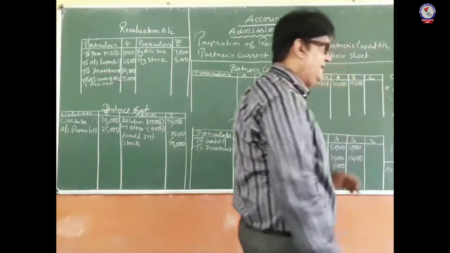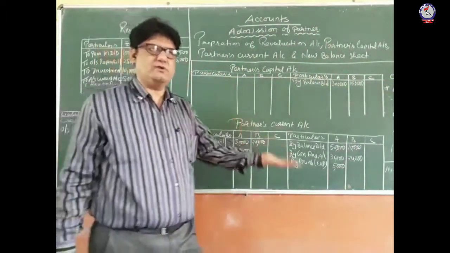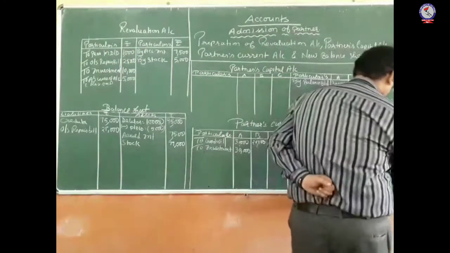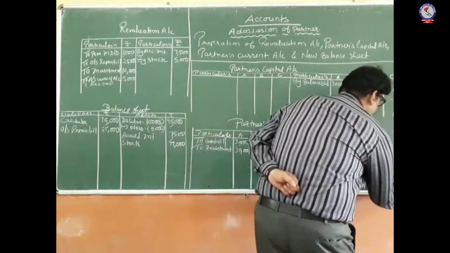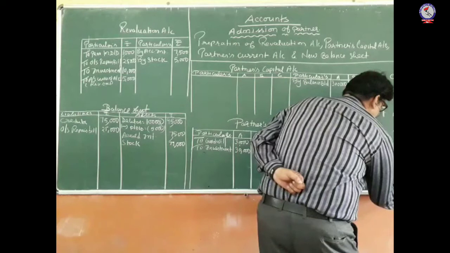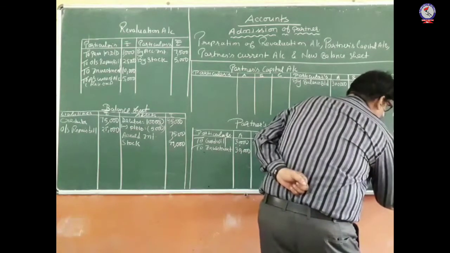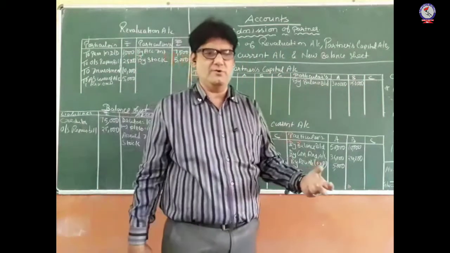1,35,000. When the average profit is 1,35,000, the value of goodwill is 2 times the average profit. So goodwill equals 135 into 2, that is 2,70,000 rupees. So this is the worth of goodwill, 2,70,000 rupees. This is the firm's goodwill.